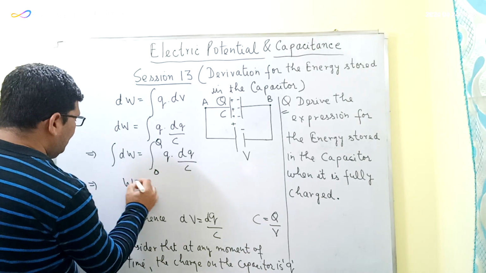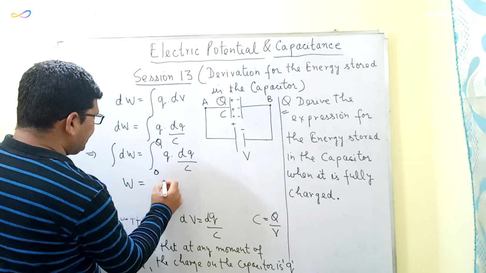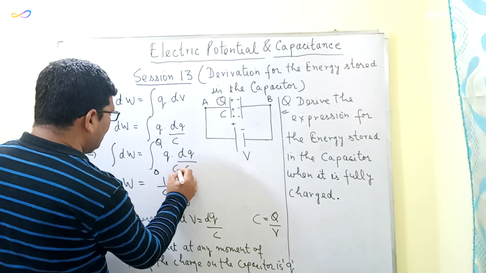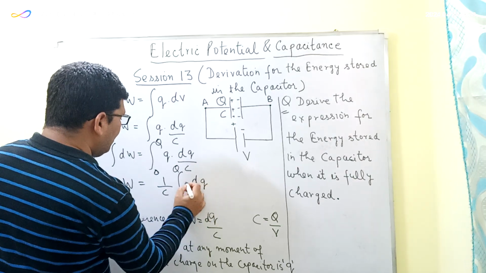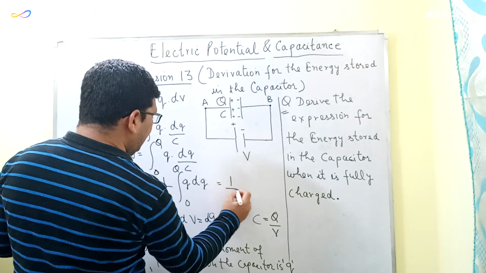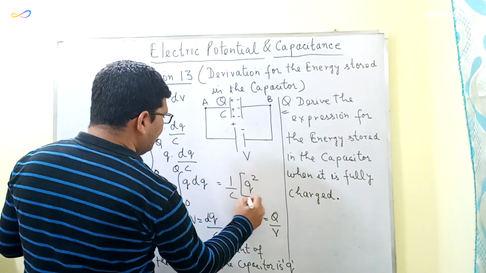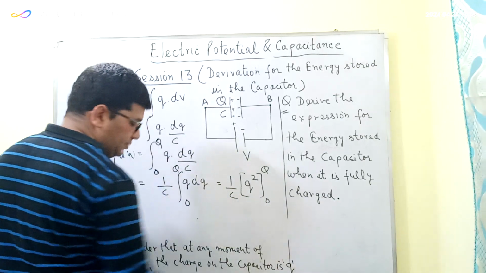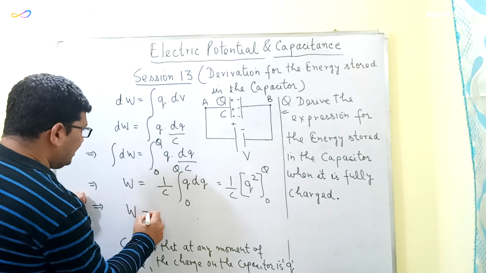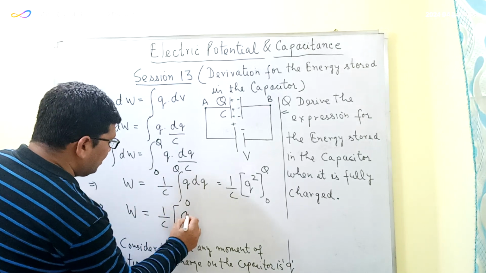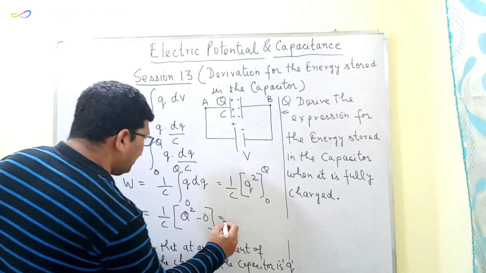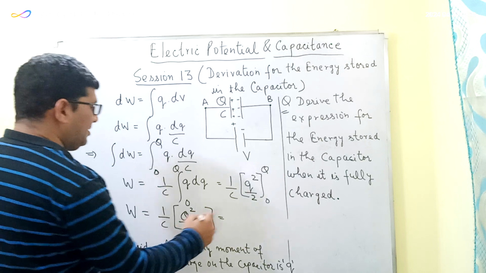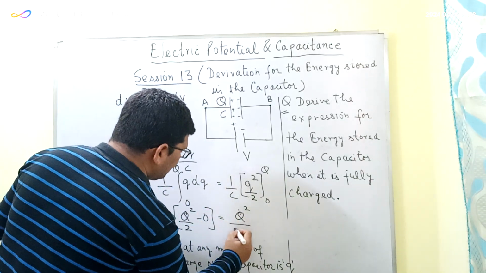Now the capacitance of this capacitor is a constant value, so it will be taken out, and then I will be integrating Q dq from 0 to Q. This will be equal to 1 by C times Q square upon 2, with the limits from 0 to Q. So the total work done will be equal to 1 by C times Q square upon 2 minus 0, and so this is equal to Q square upon 2C.